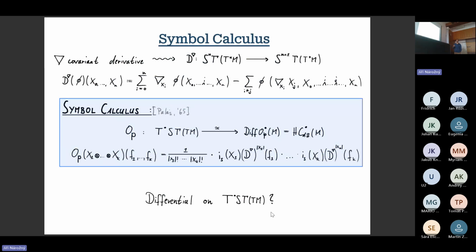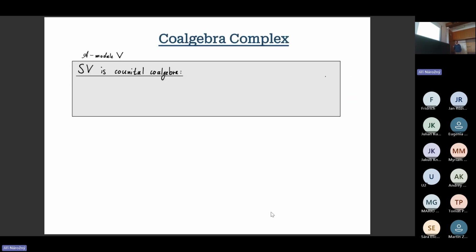The problem is we want to compute cohomology, and we have the differential on the right-hand side. So what is the differential on the left-hand side? What is the differential on this TS, this tensor algebra of the symmetric algebra? For this, let's look at the symmetric algebra as a coalgebra. From now on, V will always just be some module over some algebra A. We don't really care. Then we construct the symmetric algebra, and I quickly want to recall that this is a counital coalgebra. You all know that.